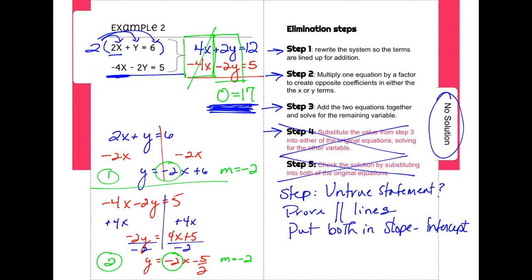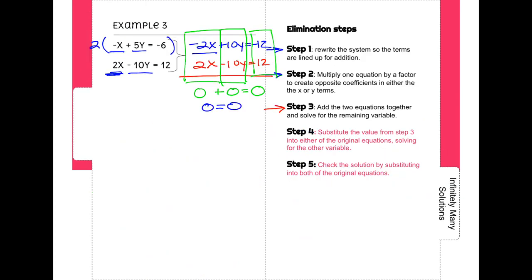Unlike the previous example, when we had no solution and we came up with 0 equals 17, an untrue statement, in this case, we're coming up with 0 equals 0, and that's a true statement. Remember when we used the substitution method and we came up with a true statement like this? That was an indicator that we had infinitely many solutions, meaning we have a second copy of the same exact line lying right on top of itself. Therefore, they share every point and they share an infinite number of solutions.